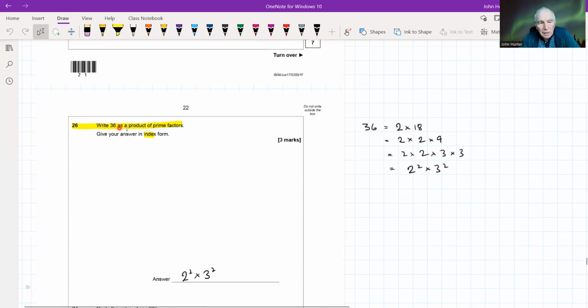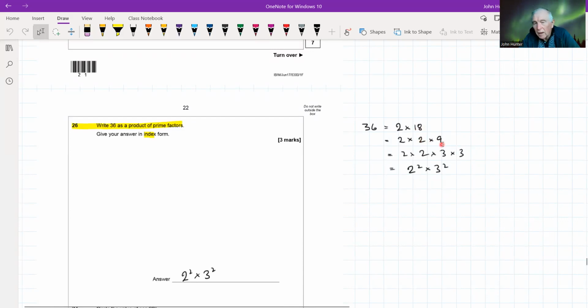Right, 36 as a product of prime factors, and give your answer in index form. Now, you might have seen this done with trees and things like that. It seems a bit overcomplicated to me. Much easier, I think, to write it out with a series of equals like this. And we start with the lowest prime, which is 2, and say, will 2 divide into 36? Yes, it will. And that's going to give us 2 times 18. Then we look at this 18 and say, will 2 divide into that? Yes, it will. This becomes 2 times 2 times 9, which is 18.